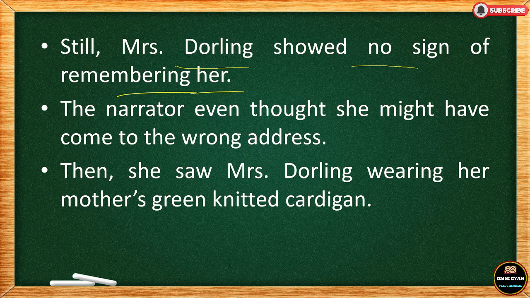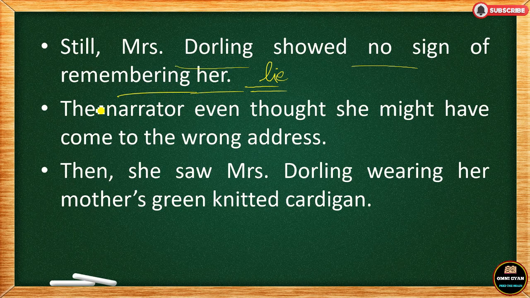Okay, so when the narrator introduced that I am the daughter of Mrs. S, and Mrs. Darling knew the mother, Mrs. S, very well, but Mrs. Darling still did not recognize the narrator, the daughter, and she even did not recognize the mother also. Okay, now this is a pure lie. Mrs. Darling and the narrator's mother were very good friends. Let me tell you, they were very good friends, and Mrs. Darling used to come to her house many times.